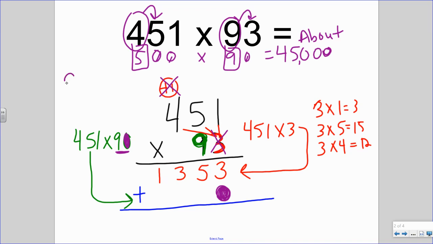Now I need to know my 9's facts. I need to know 3 9's facts in order to solve this one.